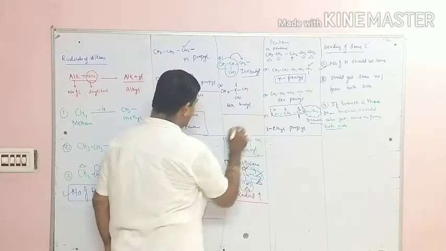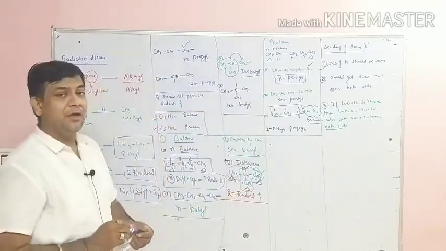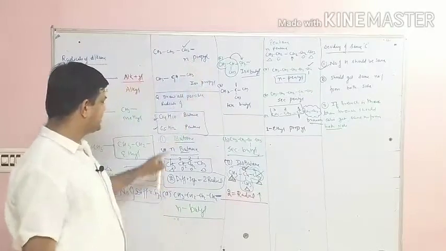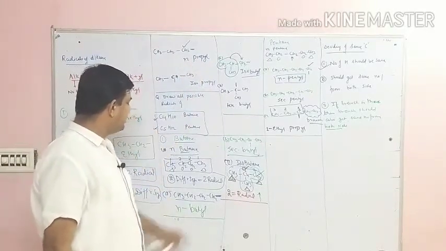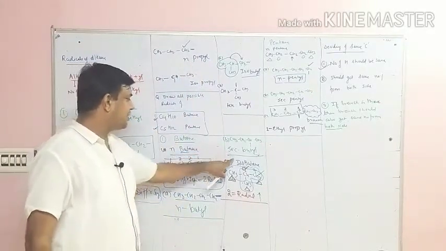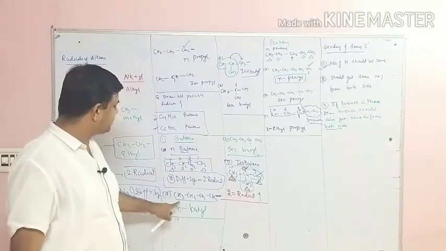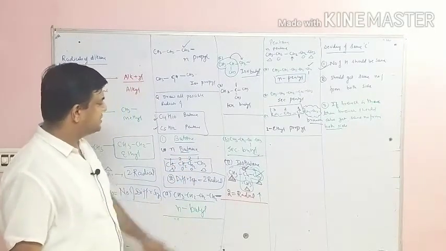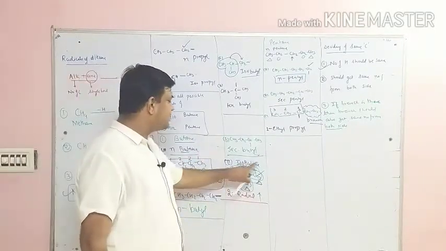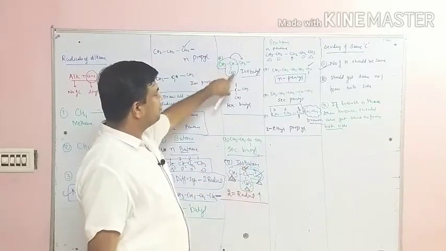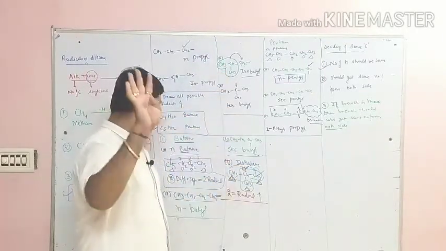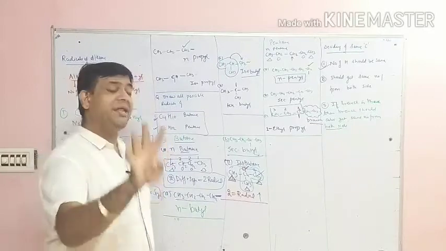So students, in the case of C4H10, we are going to form 4 radicals. We have drawn n-butane and isobutane. From n-butane, the 2 radicals: one is n-butyl and the second is secondary butyl. Then we draw isobutane, 2 radicals: isobutyl and tertiary butyl. Remember, dear students, that a total of 4 radicals are formed.